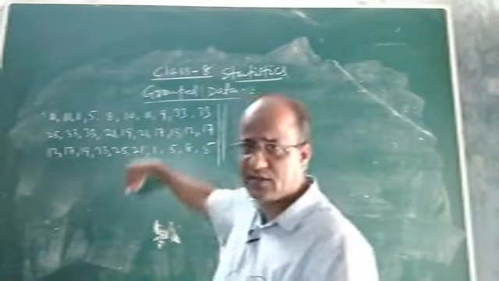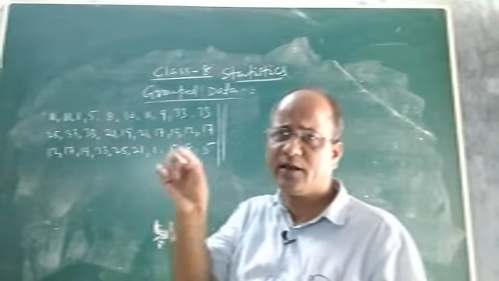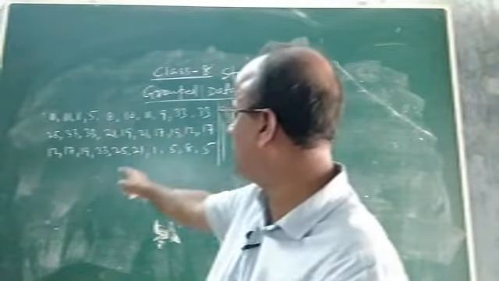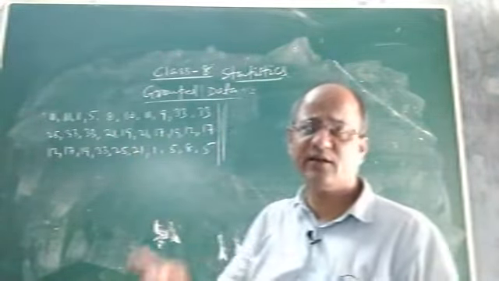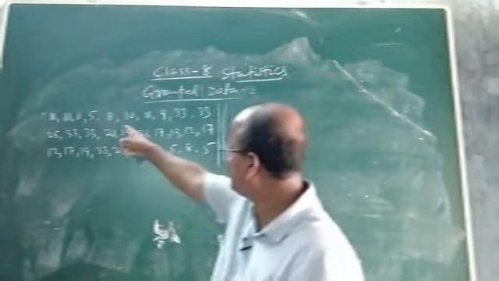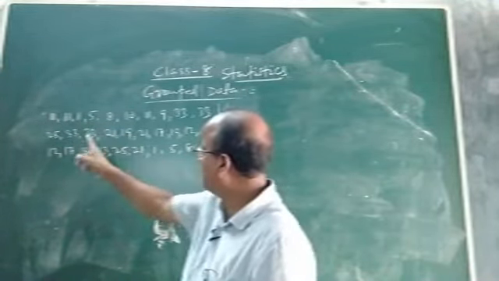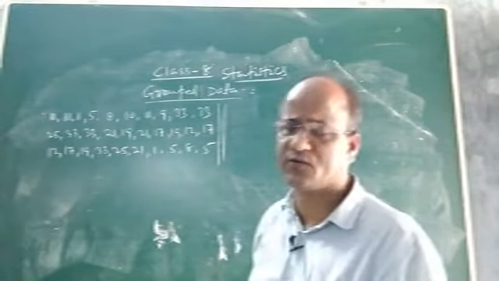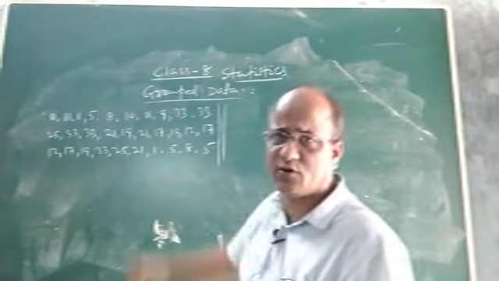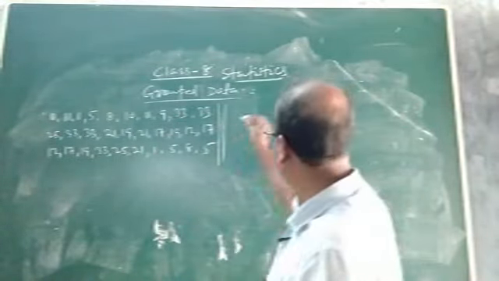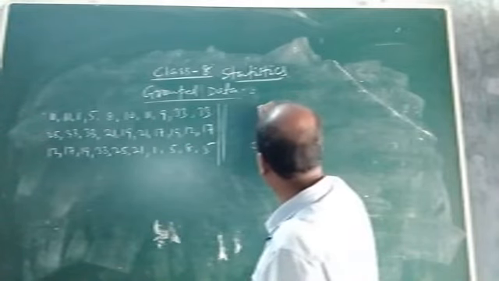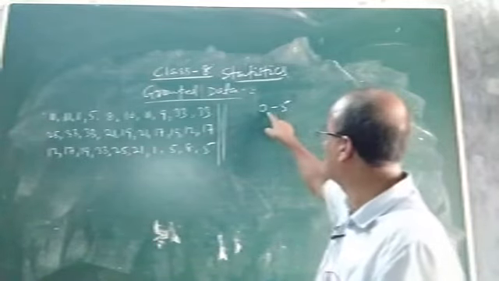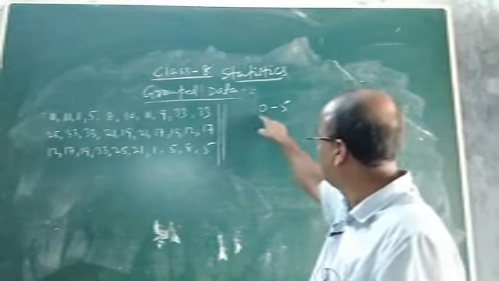If we can reduce these observations or data, if we can form some groups, if we can put the rainfall that has occurred for 30 days in the city into different groups. The minimum rainfall is 1, the maximum rainfall is 33 millimeter in this particular question. Now if these ungrouped data can be grouped, suppose I say between 0 millimeter to 5 millimeter, 0 to 5.